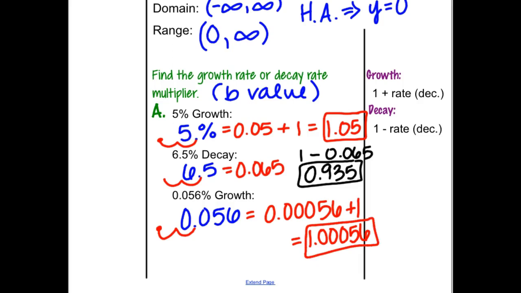Question always comes up of, can we round that? Absolutely not. You cannot round it because then you're changing what that percentage is, and every little piece of that percentage counts.